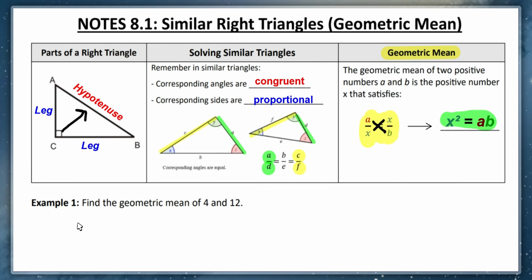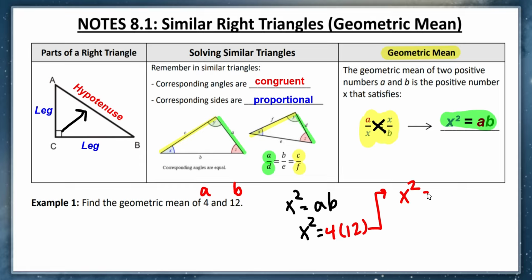So let's look at an example of finding geometric mean. Example number 1 says find the geometric mean of 4 and 12. If we look at 4 and 12, we can represent these as a and b. Our formula for geometric mean is x squared equals a times b, so x squared is equal to, well, a is 4 and b is 12. If we multiply that, we end up with x squared is equal to 4 times 12, which is 48.